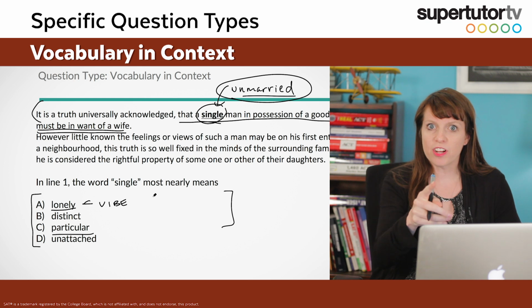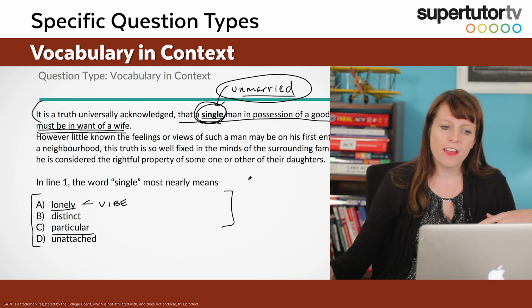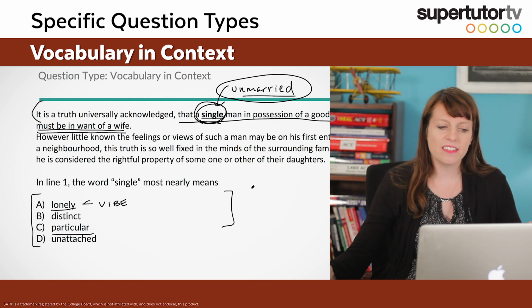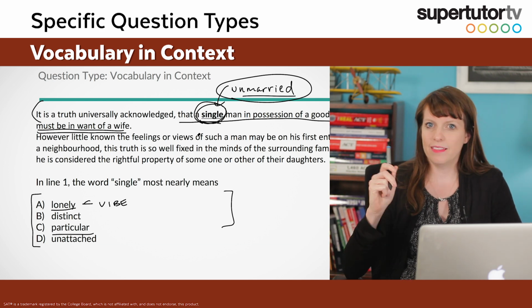Even though it makes sense that I could do logic hops, don't do logic hops. Logic hops are bad. A logic hop would be, if a man is single and he doesn't have a wife, then he doesn't have anybody around, so it makes sense that he would be lonely. Do you see how I logic hopped? Don't do that. That's not good.